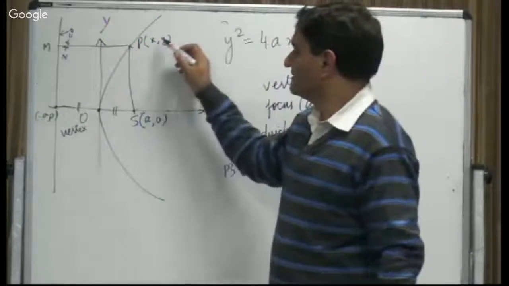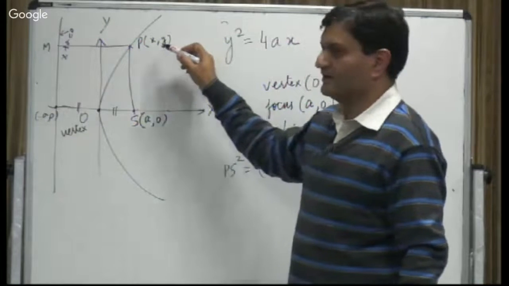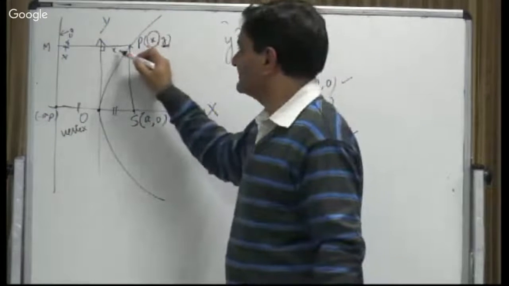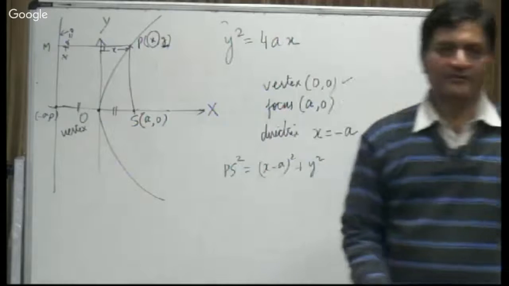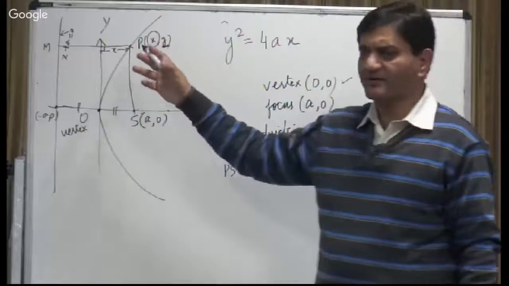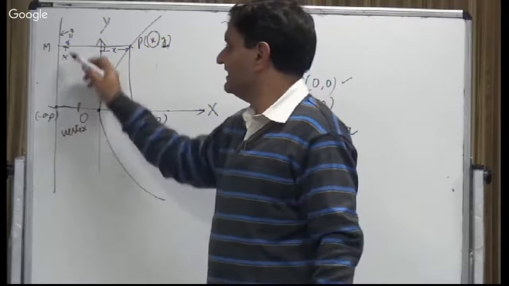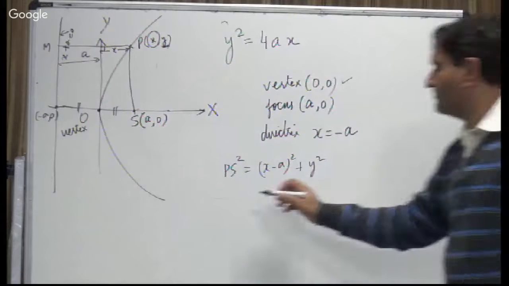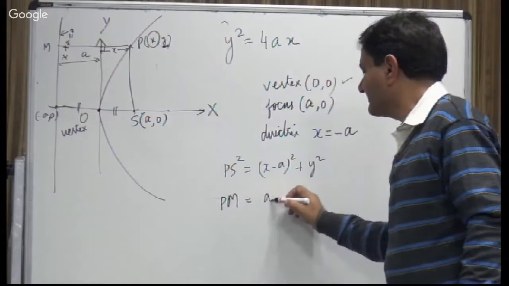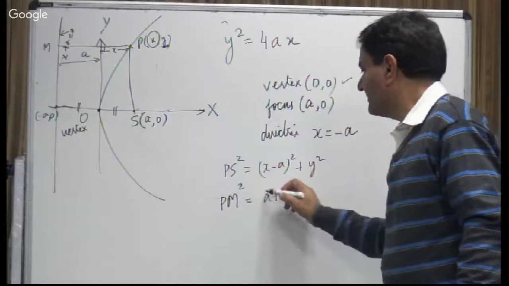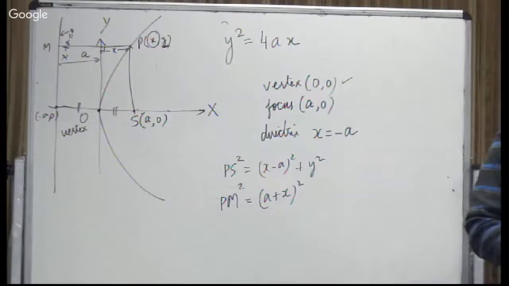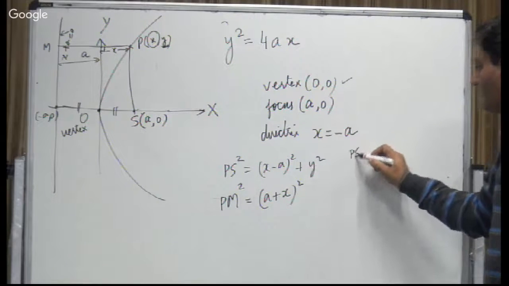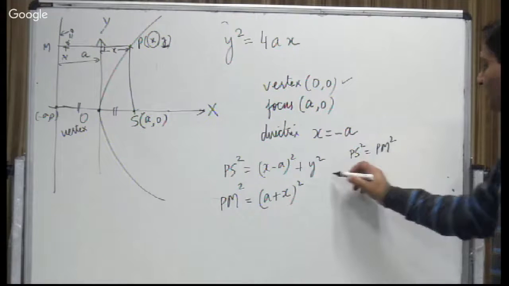Now what about this distance PM? The distance from the y-axis is the x coordinate. So the x coordinate is x here, assuming it is positive, being in the first quadrant. And this distance is a. So this distance PM will be a plus x. When PS is equal to PM, PS square will be equal to PM square. You solve this now.